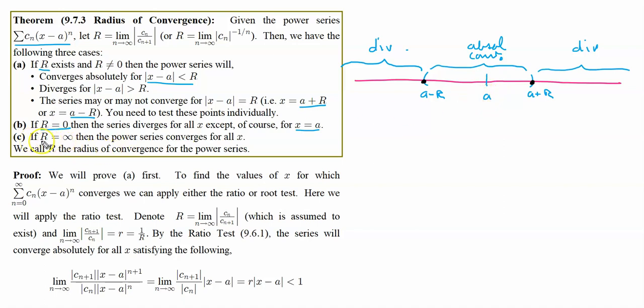And then finally, if r is equal to infinity, the power series converges for all x. If r is infinity, of course, this point right here would be going towards infinity. This point here would be going towards negative infinity. And so you would have absolute convergence for your power series for every single real number x. Okay, so that's the statement of the theorem, and that was motivated by our previous discussion. Now let's take a look at a few examples.